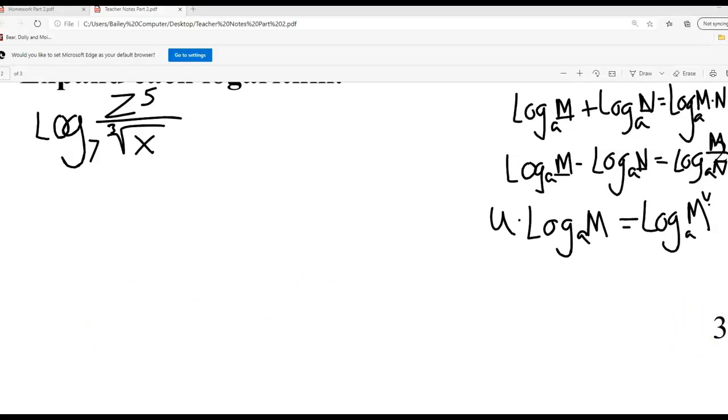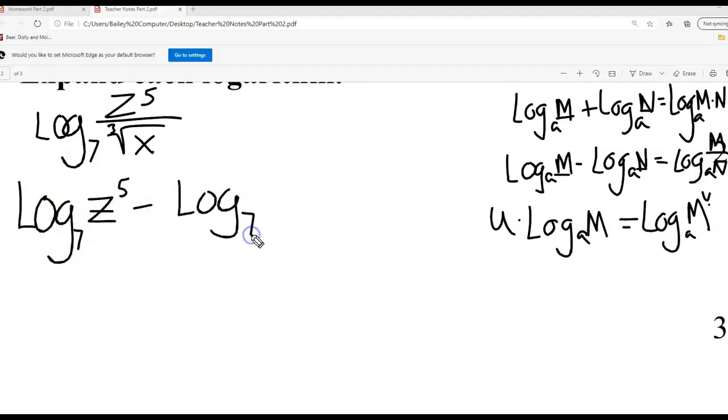So how would we solve this problem? Well, first of all, I would be applying rule 2. I have a fraction, right? And so when you have two logs that are being divided, m over n, you could write that as two separate logs that are being subtracted. So I would write log base 7 of z to the 5th power minus log base 7 of the cube root of x.